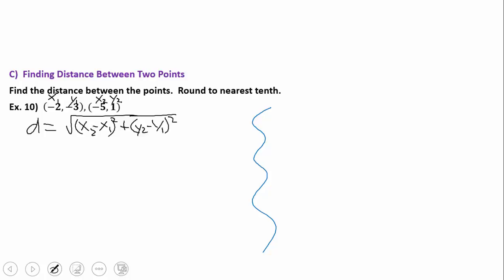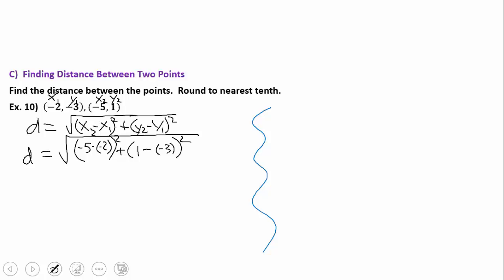And so I'm going to say x2, that's negative 5. I don't need a comma there. Negative 5 minus negative 2. And I'm going to take that value and square it. And then I'm plugging in the y's. Well, y2 is 1 minus y1, which is negative 3. And I'm going to square that. These get added together, and I'm going to take the square root of the whole thing. So that's what the distance is equal to.